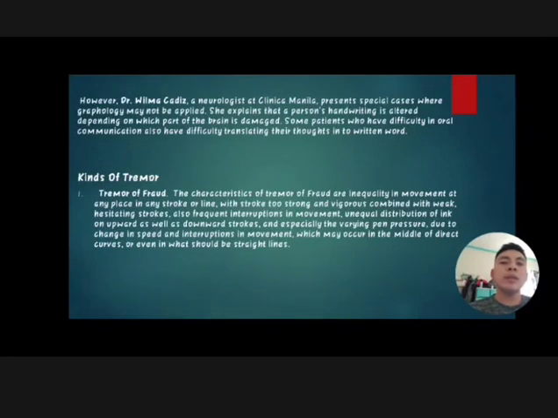However, Dr. Wilma Cadiz, a neurologist at Clinica Manila, presented special cases where graphology may not be applied. She explained that a person's handwriting is altered depending on which part of the brain is damaged. Some patients who have difficulty in oral communication also have difficulty translating their thoughts into the written word.